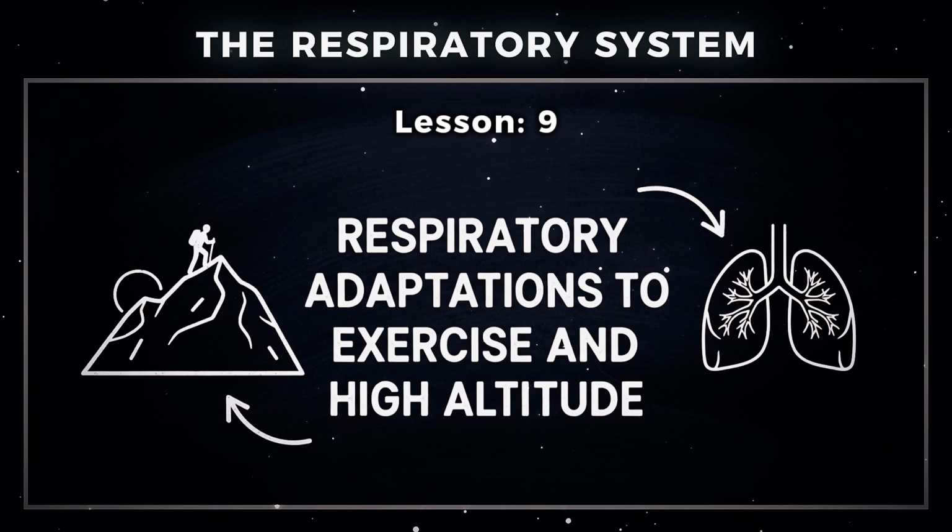The first hero of this story is the kidney. Your kidneys sense the drop in oxygen and the shift in blood pH. They respond by releasing a hormone called erythropoietin, or EPO. EPO travels through your bloodstream to your bone marrow, where it gives a very specific command: produce more red blood cells. Over the course of a few weeks, your fleet of hemoglobin taxis increases significantly.